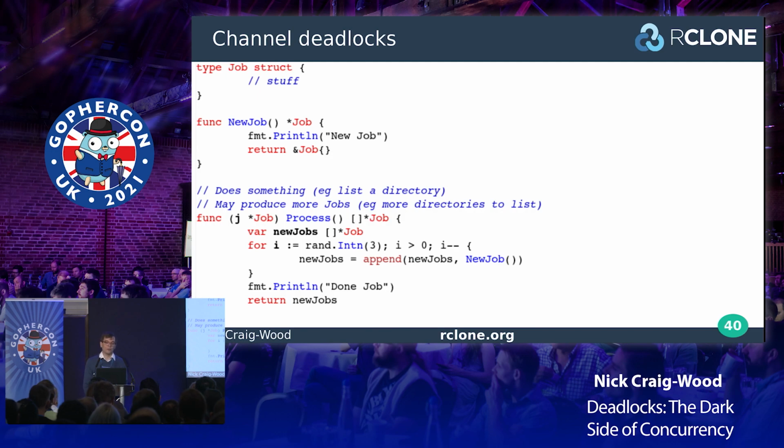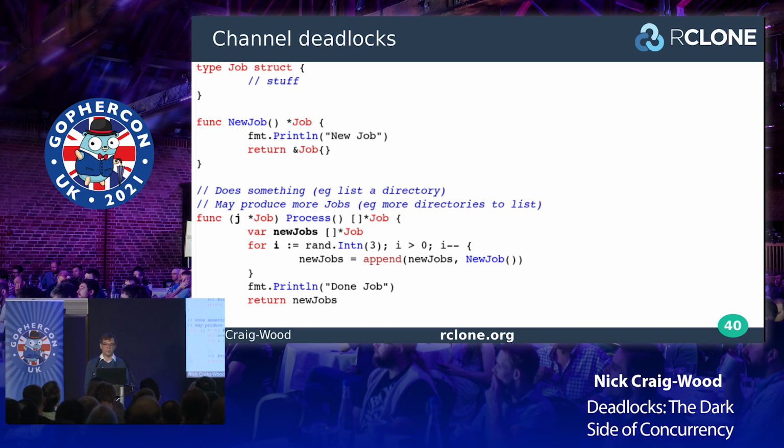I said there was going to be an example of deadlocks with channels, and here it is. It starts with a job struct. You can see it defined at the top. It has a constructor, new job, which doesn't do a lot in this example. The process method is the important bit.